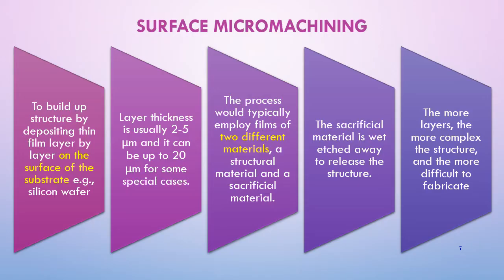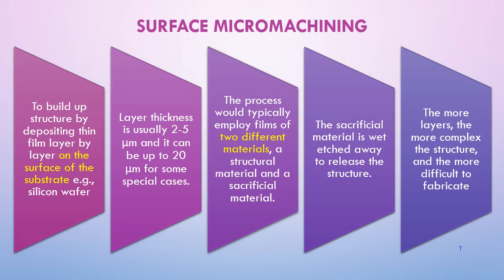Now we see the surface micromachining process. Surface micromachining is a process to build the structure by depositing thin film layer by layer on the surface of the substrate. First, there will be a thin film layer on the surface of the substrate, and the layer thickness is usually around 2 to 5 micrometers, and it can be up to 20 micrometers for some special cases.